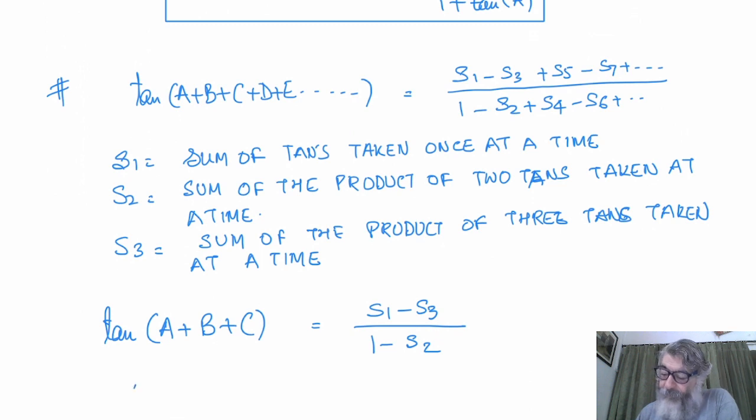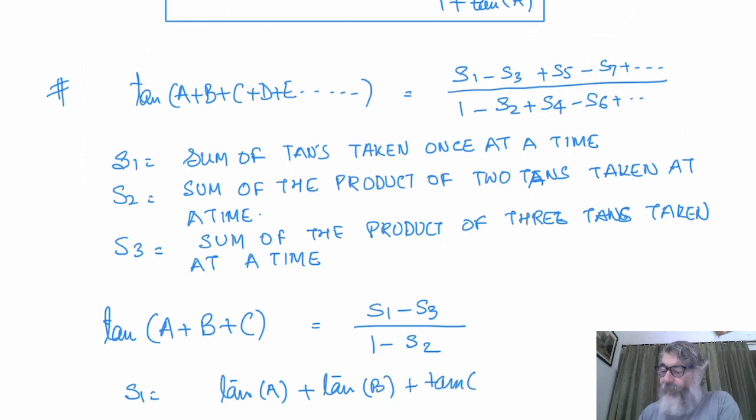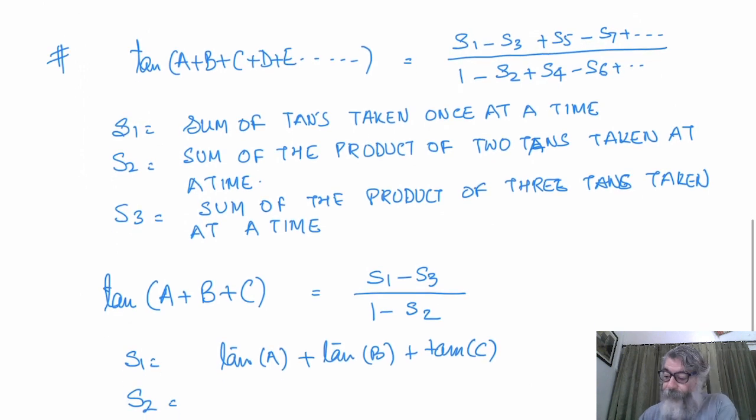S1 means tanA plus tanB plus tanC. That means we have taken one tan at a time. There are three tans, A, B, and C. So we have taken the sum of one tan at a time. S1 is tanA plus tanB plus tanC. When I say S2, there are three, A, B, C. So what I'll do is two at a time.